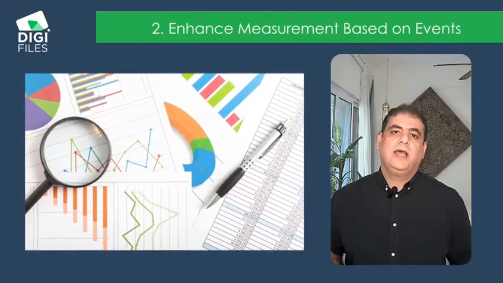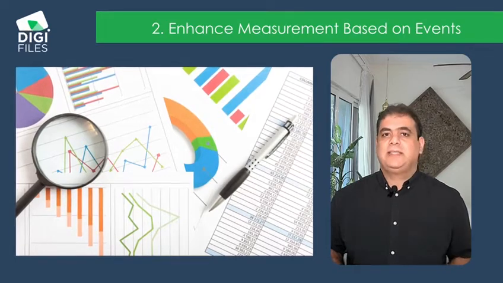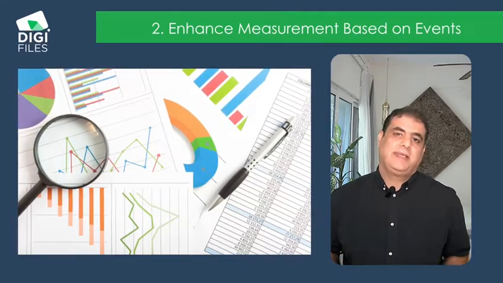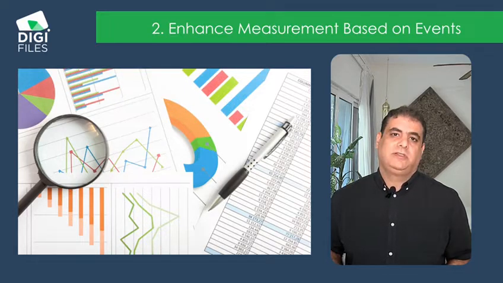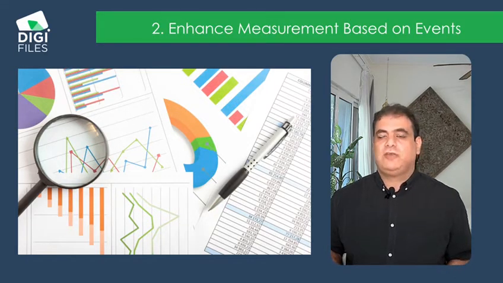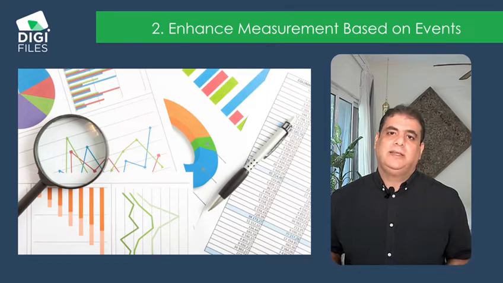Number two, enhanced measurements based on events. Previously, GA just tracked basic events automatically, and anything else had to be set up manually in GA and in Google Tag Manager. In fact, in the old GA, everything was really just a hit, and events were a type of hit. But that gets really complicated really fast. While you will still need to create custom events to get the most out of GA4, it does have more available measurements out of the box, such as scrolling, outbound links, document link clicks, and website searches.